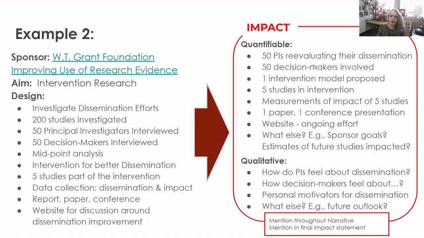so you can quantify? You have 50 PIs reevaluating their dissemination now. You have 50 decision makers involved that were talking to you. You have one intervention model that you might propose for future studies. You have 5 studies in your intervention. You have measurements of impact of these 5 studies. So, how did your intervention generate impact? That is impact for your study as well. And maybe your papers and conference presentations. Maybe you create a website to discuss your ongoing effort with the community that you're building around the dissemination efforts. All of that is quantifiable.